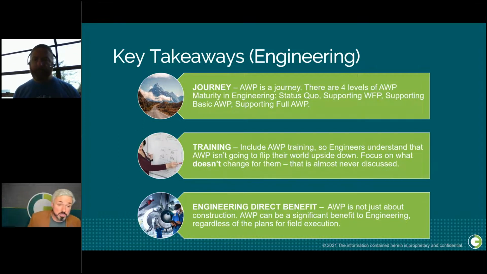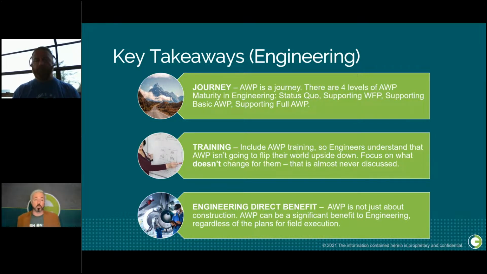So key takeaways from an engineering perspective. First, AWP is a journey. So there are 4 levels of AWP maturity in engineering that we heard about today: the status quo, which is throwing the drawings over the fence, supporting workplace planning, which is additional engineering model attribution and providing additional data for automation, supporting basic AWP, which now you're starting to align that path of engineering with the path of construction. You're doing engineering work packages, you have some constraint management.